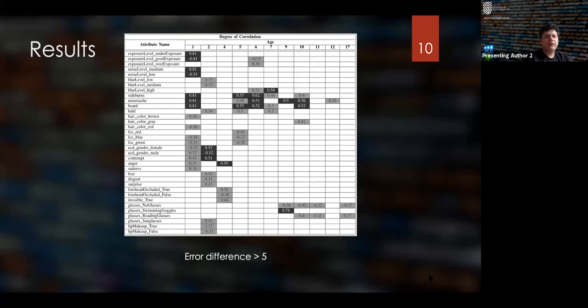And then we have the group of mild correlations, which are from 0.49 to 0.3. These mild correlations, you can see in this table, they're in gray. And finally, we have the weak correlations from 0.1 to 0.29. These have been omitted from this table.